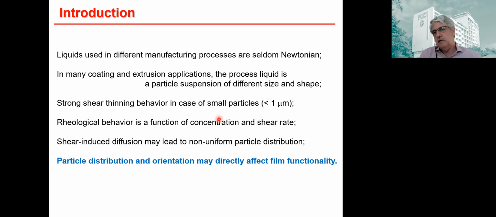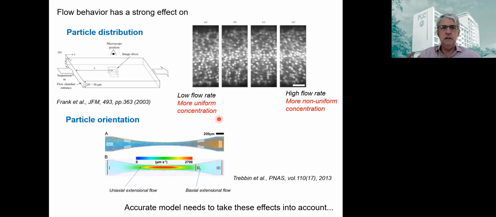So you may have regions where the concentration of the particles is below the bulk or the average concentration, and you may have regions where the particle concentration is much higher than the average concentration. And moreover, this particle distribution and particle orientation, in the case of non-spherical particles, may affect the functionality of the product that you're manufacturing. So these are the goals of our study.